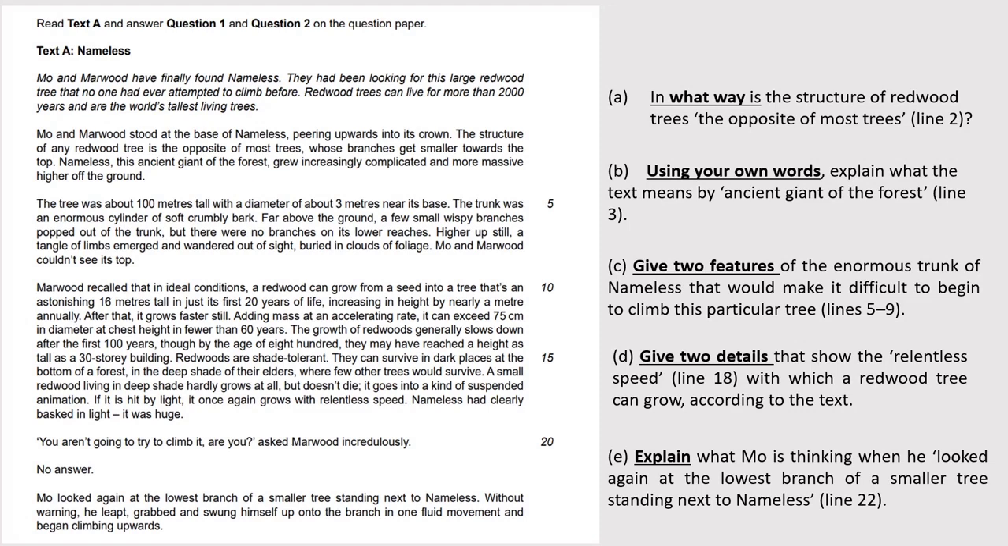The tree was about 100 meters tall with a diameter of about 3 meters near its base. Okay, that's really big. The trunk was an enormous cylinder of soft, crumbly bark. Far above the ground, a few small wispy branches popped out of the trunk, but there were no branches on its lower reaches. Okay, I think I have found both my answers here. Higher up still, a tangle of limbs emerged and wandered out of sight, buried in the clouds of foliage. Mo and Marwood couldn't see its top. So the tree was, like I said, huge. Okay, it was a giant of a tree.